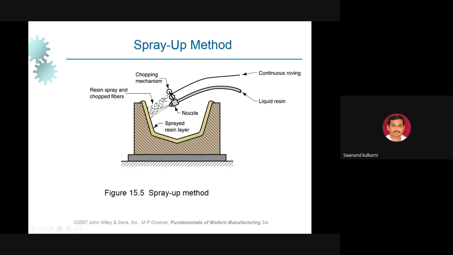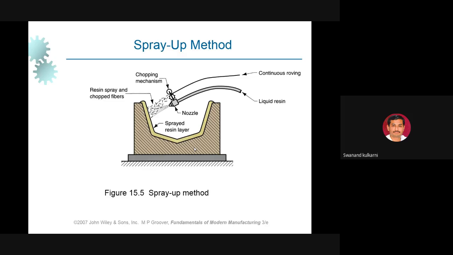Here chopped fibers means small pieces of the fibers that are continuously fed here, and these continuously fed reinforcement parts on one side, on the other side liquid resin is coming, and by combining these two we are getting the spread resin layer here. Is it okay? Here you can see this is one layer has been formed here, and this is a small component which is manufactured.